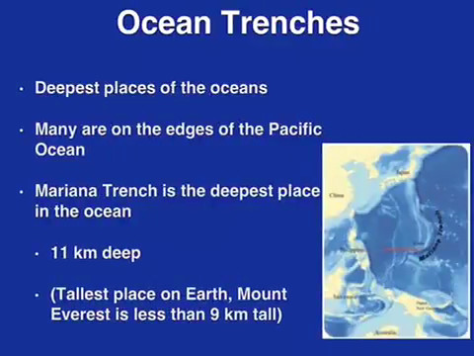The opposite of a sea volcano would be an ocean trench. This is now the deepest place of the oceans. Many of these are located on the edge of the Pacific Ocean. The Mariana Trench is the deepest place in the ocean. It is 11 kilometers deep, and it's located off the coast of Japan. Here's Japan, and here's your Mariana Trench.